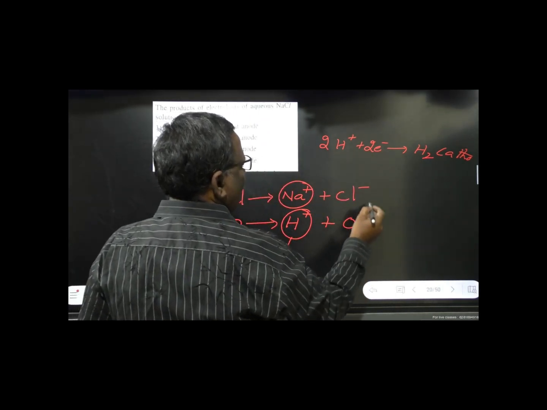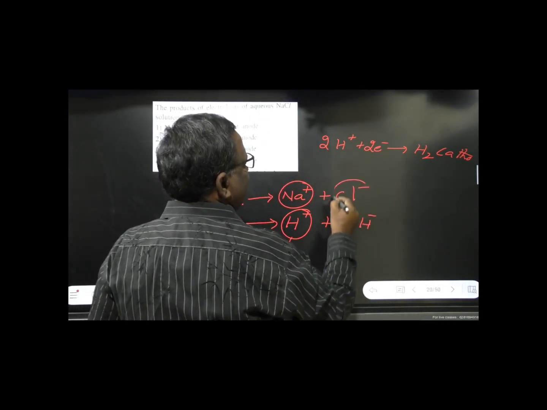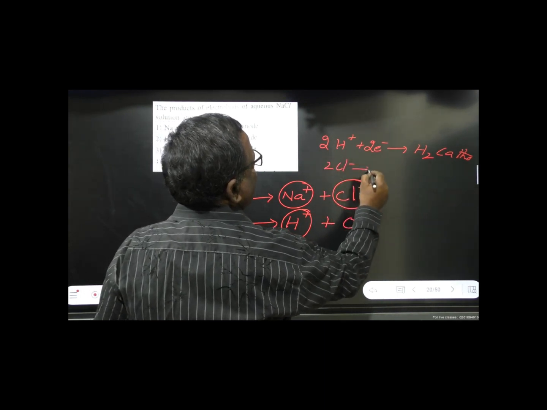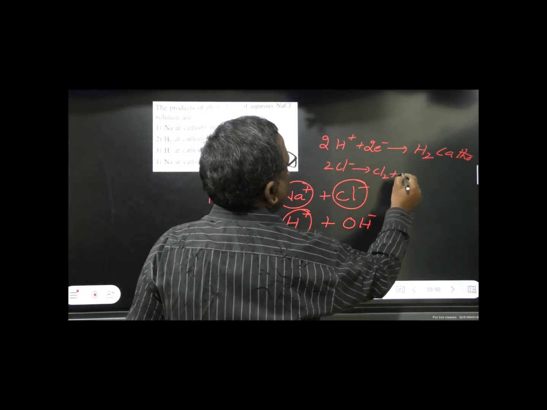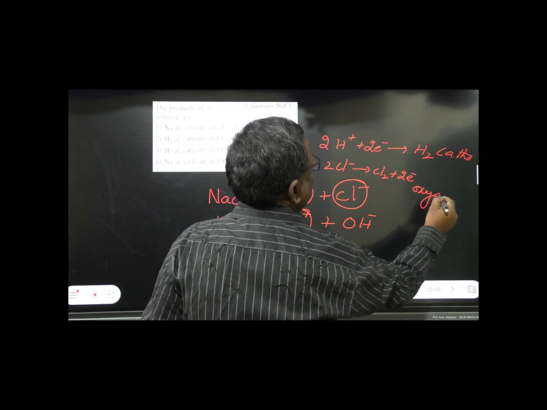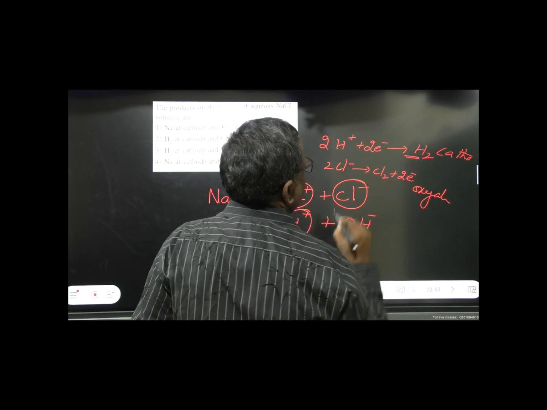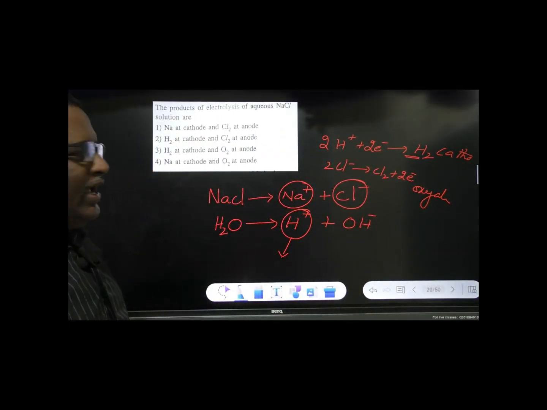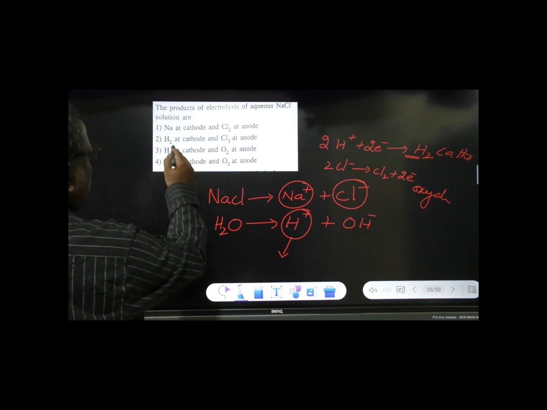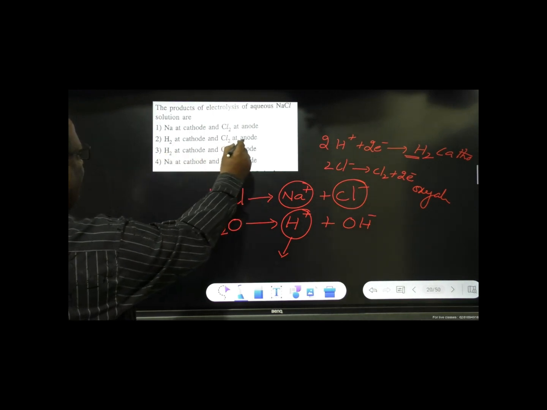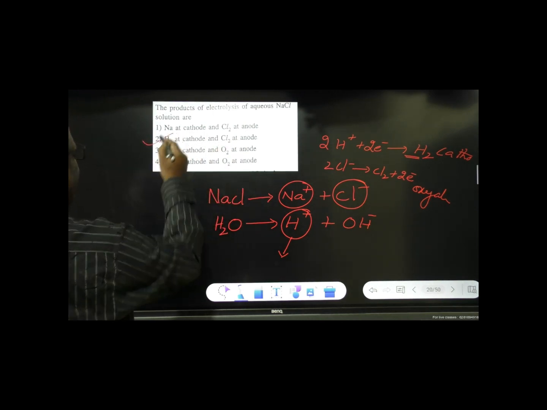Then out of Cl- and OH- ions, Cl- ions will discharge first: 2Cl- gives Cl2 + 2e-. This is oxidation, and the cathode reaction is reduction. So at the cathode hydrogen gas is liberated and at the anode Cl2 gas is liberated. So H2 gas at the cathode and Cl2 gas at the anode, that is the second option, is correct.